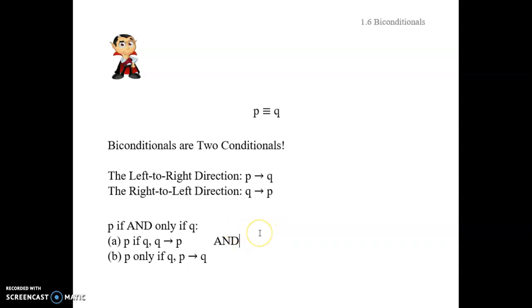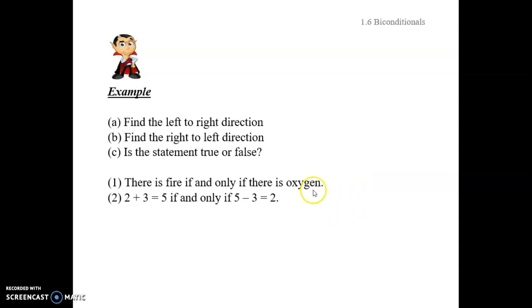So let's do a couple of examples to make sure we're clear on this. Okay, so for this example, I've got two if and only if statements, two biconditionals arranged for you. What I want you to do for both of these biconditionals is find the left to right direction and the right to left direction of each.